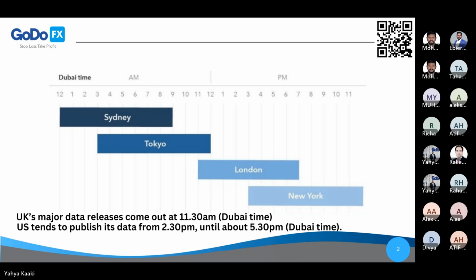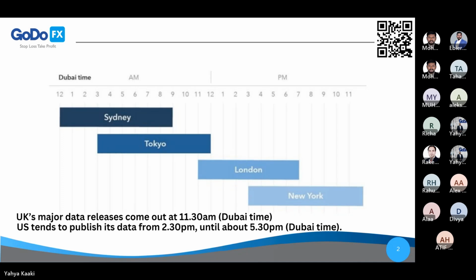At the beginning of each trading session, that's when the big institutions such as investment banks are active. This is often when relevant economic data for each session is published. At this time traders wait for economic news that is about to be released, and they wait for investment banks to open and be active to see transactions. This will allow the market to move. For example, the UK's major data releases come out at 11:30 a.m. Dubai time. As we can see here in the graph, it's around 11:30.